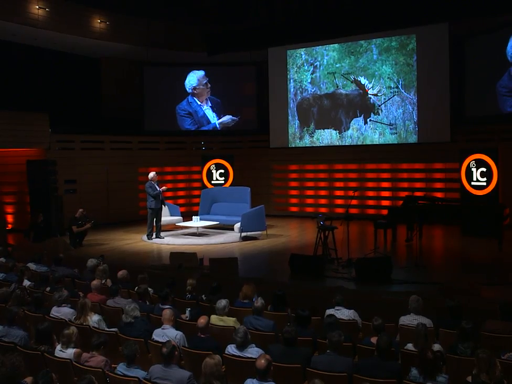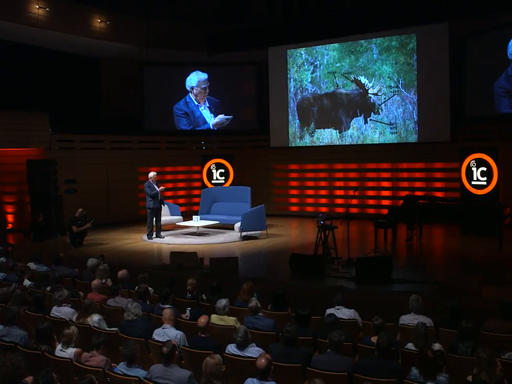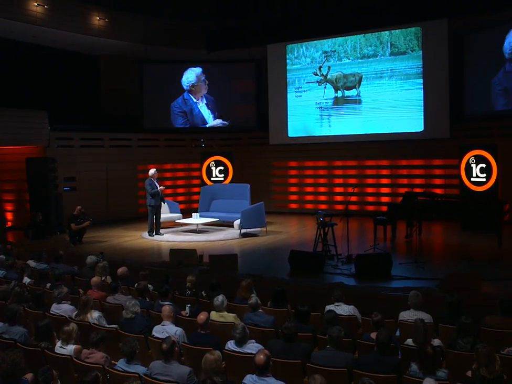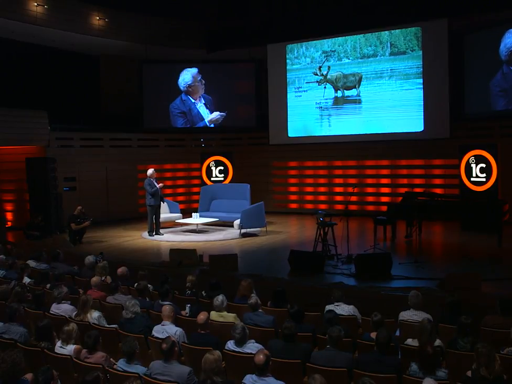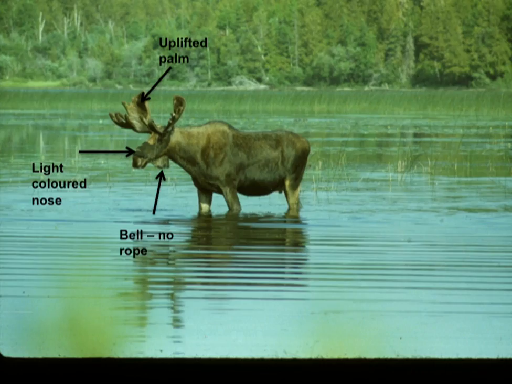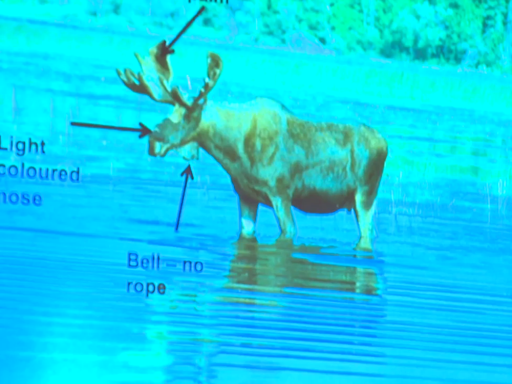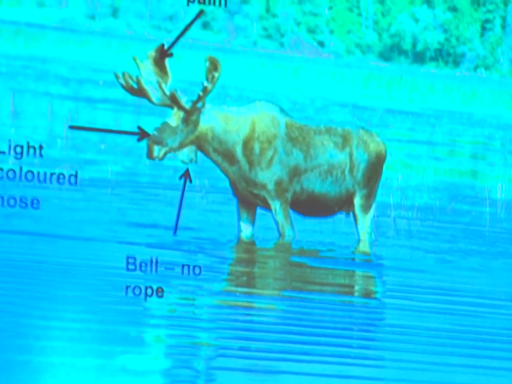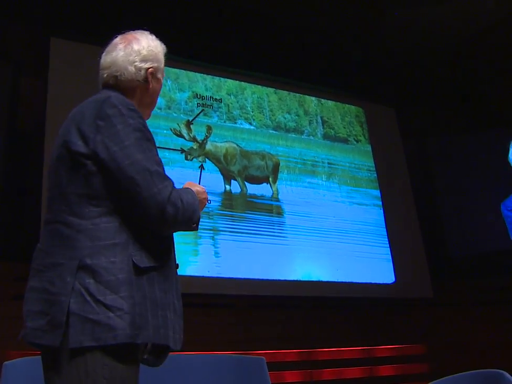I want you to pay attention to the inside edge of the main palm, which is parallel to the long axis of the nose. You'll notice on this slide that the inside edge of the palm is uplifted about a 40-degree angle to the long axis of the nose. I took this photograph downriver from Chapleau, northern Ontario, where I come from.